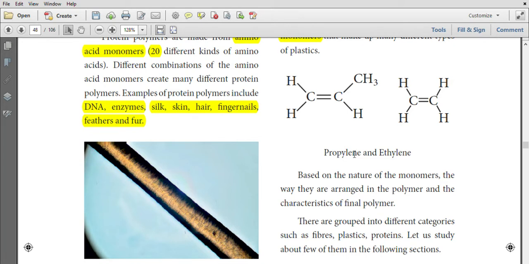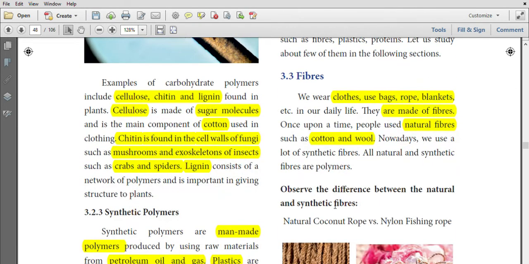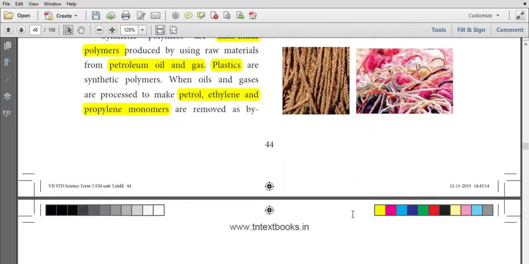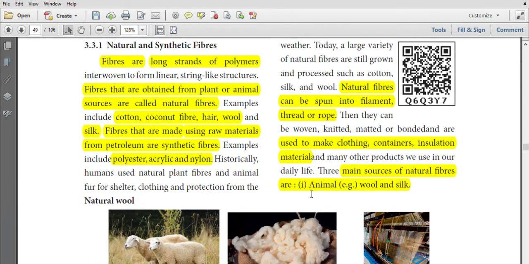CH2=CH2 is ethylene. CH2=CH-CH3 is propylene. Fibers: clothes, bags, rope, blankets are made of fibers. Natural fibers are cotton and wool. Fibers are long strands of polymers.